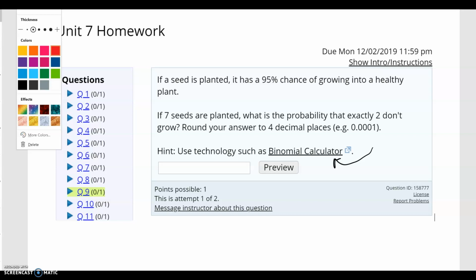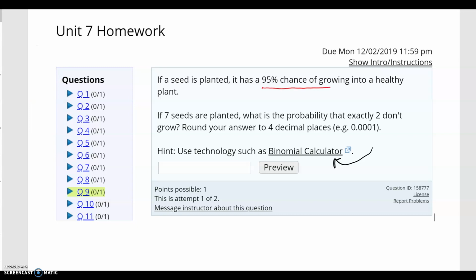So the first piece of information is there's a 95% chance of growing. So we could almost say this is the probability of growth equals 0.95. All right, so what did they say? They said if 7 seeds, so this is my total, what is the probability that exactly 2 don't grow?